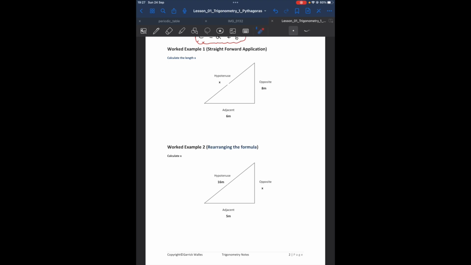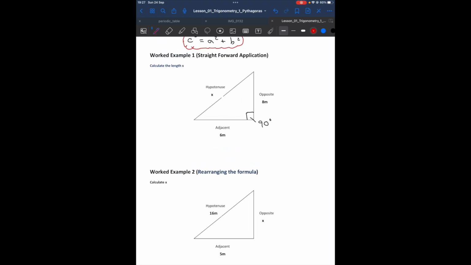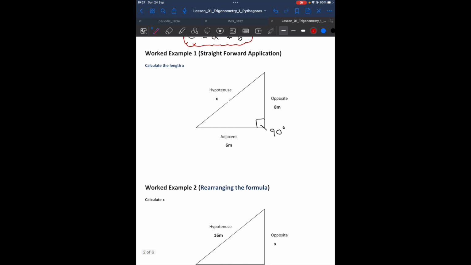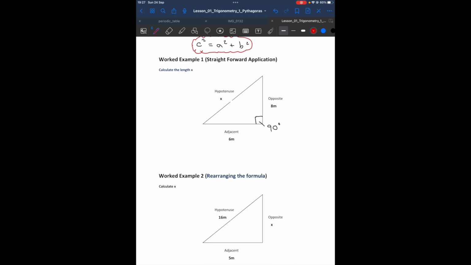The first thing you do with any question that you get with a right-angled triangle is read the question. We want to work out the length, which is x in this case. The 90-degree angle in this triangle is located here. The first thing we do is label the sides. The length which is directly opposite the 90-degree angle is what we're going to call c.